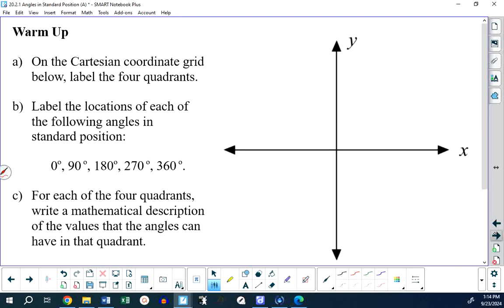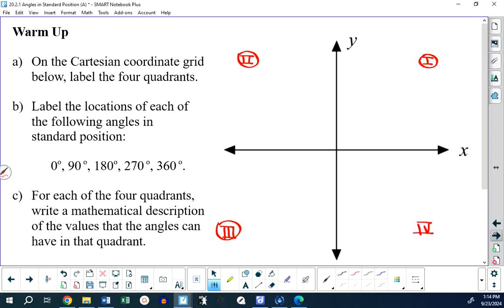So as a warm-up on the Cartesian coordinate grid, label the 4 quadrants, label the locations of each of the following angles in standard position, and write a mathematical description of the values that the angles can have in each of the 4 quadrants. So, we know this is quadrant 1. I'm going to choose to put the 1 up here. You don't have to use Roman numerals. You could use traditional numbers. I'm going to put the numbers of the quadrants on the very outside of my diagram. And then quadrant 4 is over here.